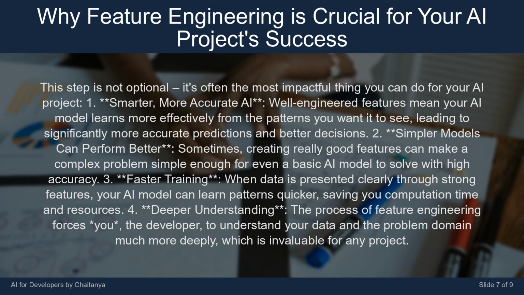This step is not optional, it's often the most impactful thing you can do for your AI project. 1. Smarter, more accurate AI. Well-engineered features mean your AI model learns more effectively from the patterns you want it to see, leading to significantly more accurate predictions and better decisions. 2. Simpler models can perform better. Sometimes, creating really good features can make a complex problem simple enough for even a basic AI model to solve with high accuracy. 3. Faster training.